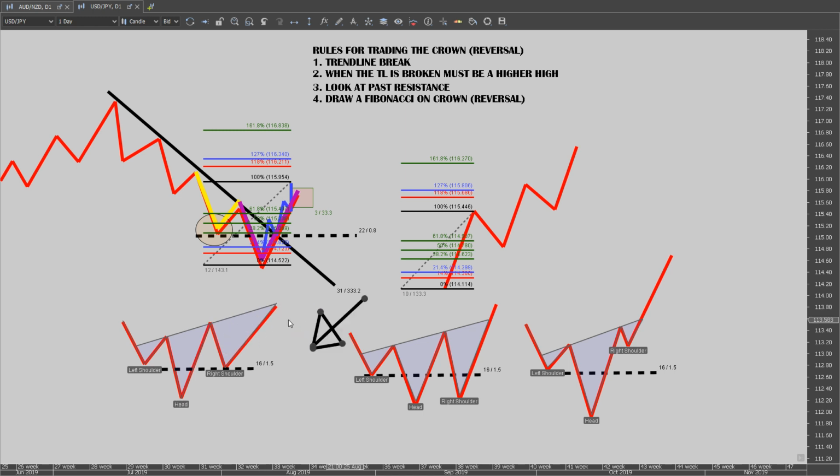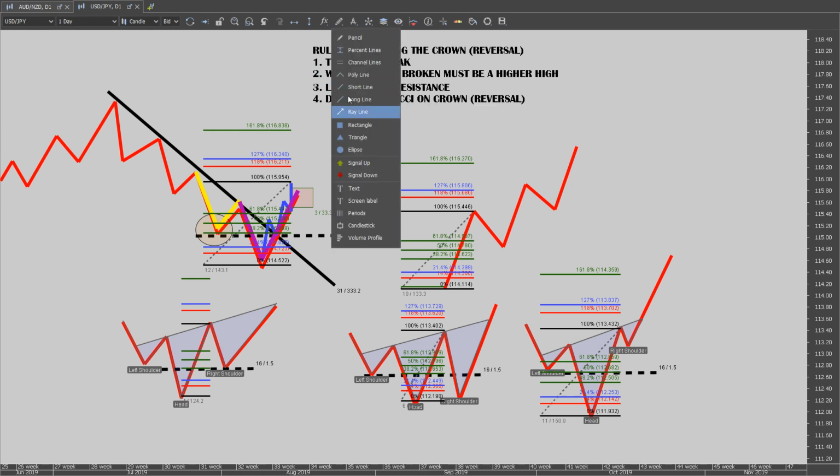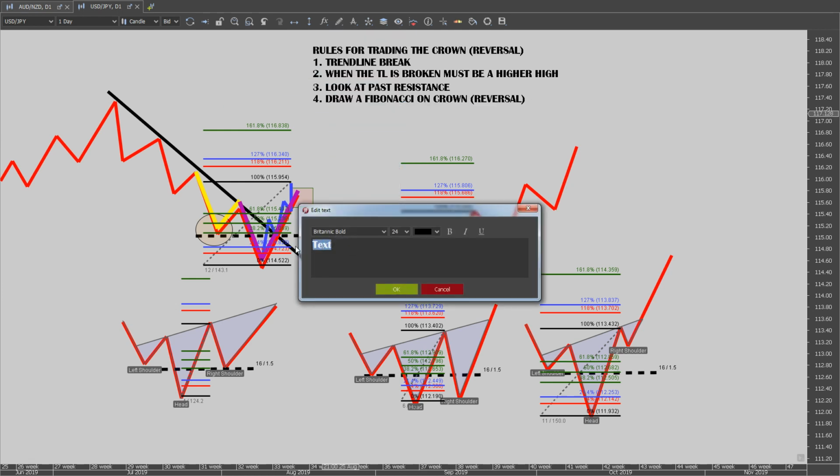Okay, so those are different types, and the Fibonacci goes on the crown, so it would be here, and on the second one it would be here, right? And on the third one it would be here. Okay, and number 5, of course, enter according to the Fibonacci rules.